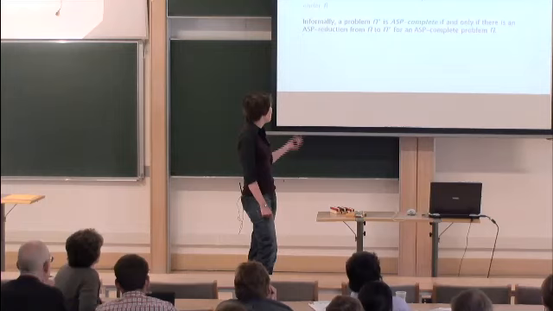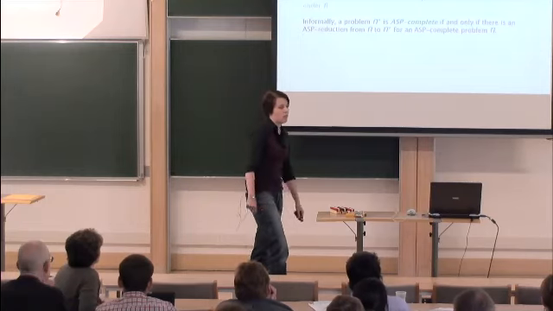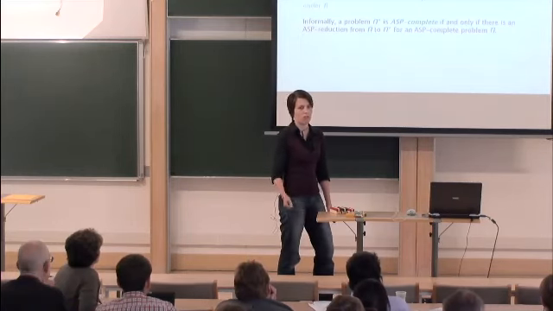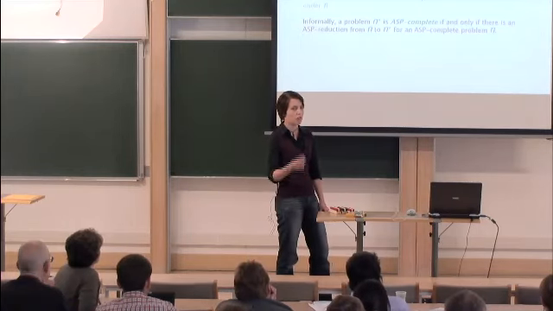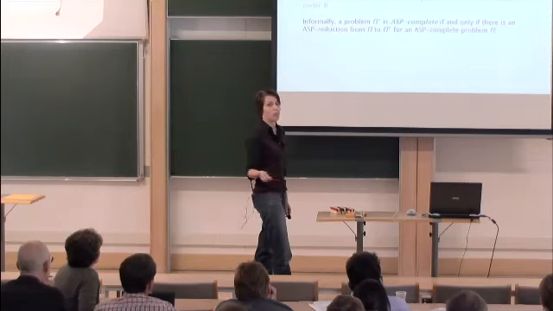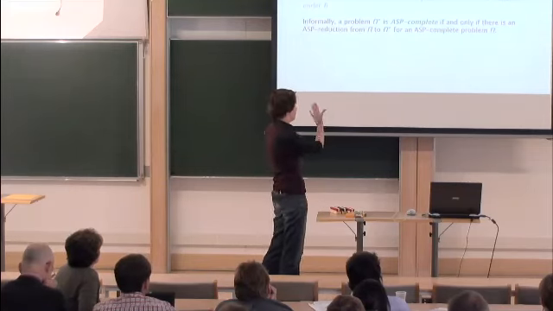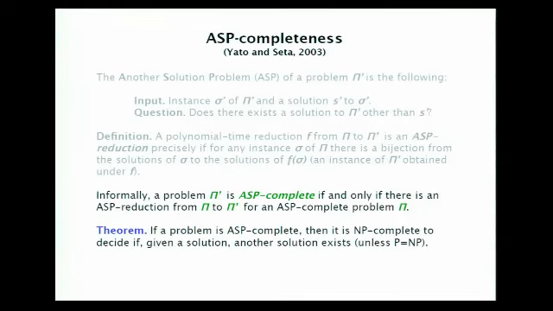And for pi, you need to know that it's ASP complete. So just like in the case of NP completeness, you always start with a problem for which you already know that it's NP complete, or in this case, ASP complete. And then Yato and Seta got this little theorem here, which is actually quite nice. If a problem is ASP complete, then it's NP complete to decide if, given a solution, another solution exists.